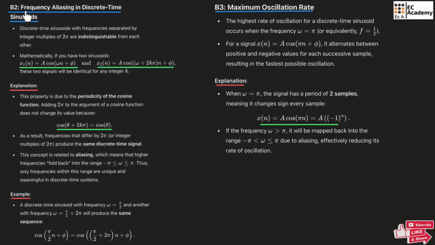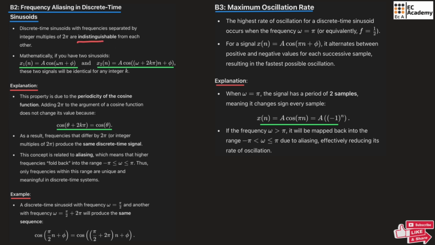Now let us understand the frequency aliasing in discrete time sinusoids. Discrete time sinusoidal signals with frequencies separated by an integer multiple of 2 pi are indistinguishable from each other.